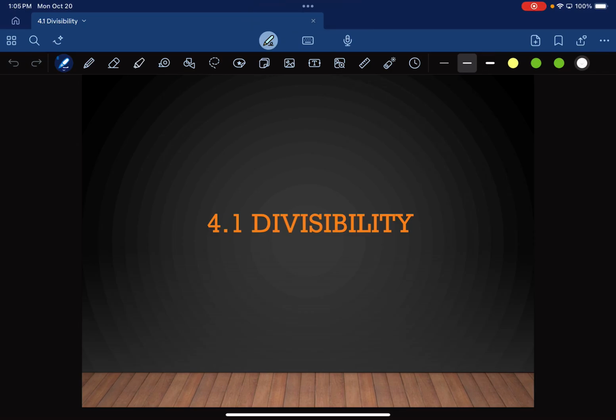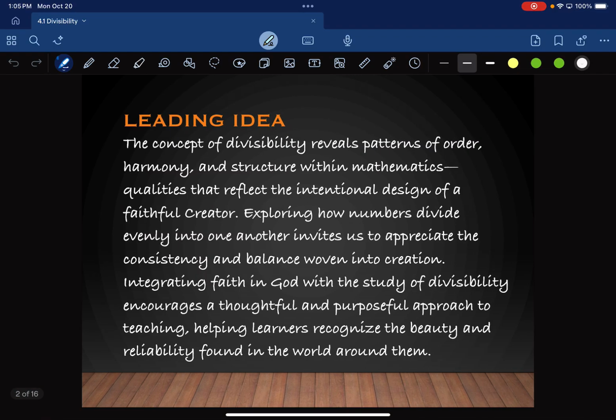All right, today we're going to start section 4.1. It's about divisibility. As with most of the material that we do, we're going to start with some definitions so that we make sure that we're all using the words in the same way. And before we do that, let's take a look at our leading idea.